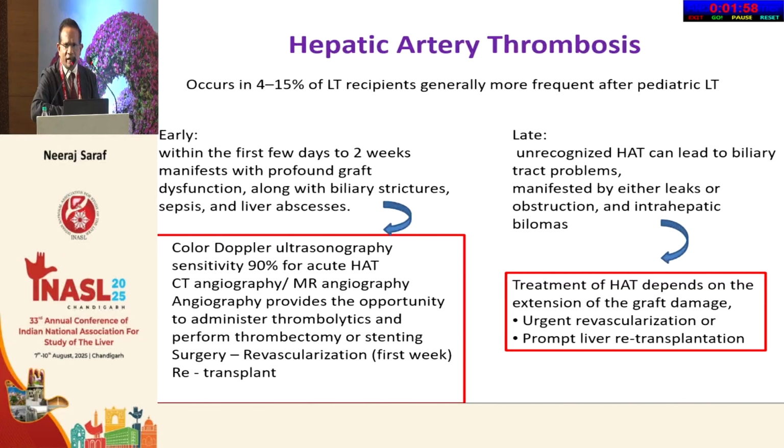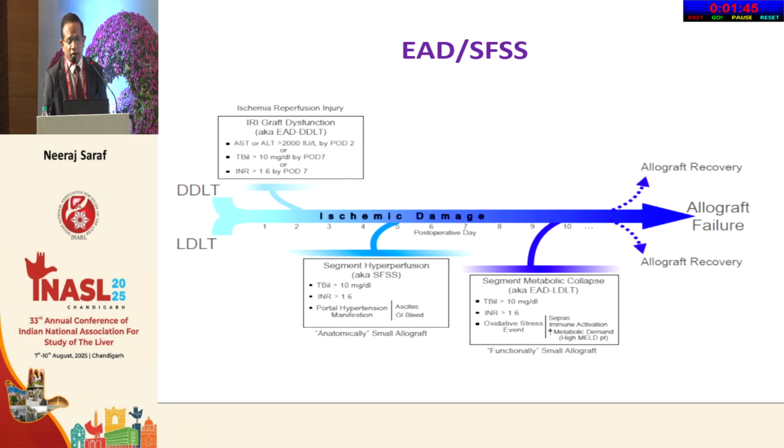If you suspect that, then the patient should undergo a CT angiography or MR angiography. Early on, if it's the first week or first few days, then surgical revascularization is the treatment of choice. If it's later than that, you can probably do an IR revascularization to treat hepatic artery thrombosis, and sometimes patients need a retransplant as well.